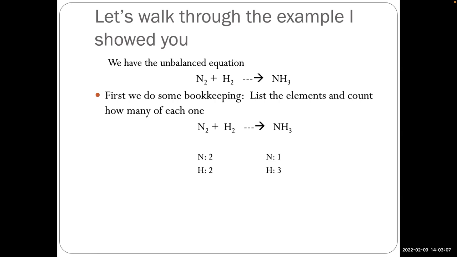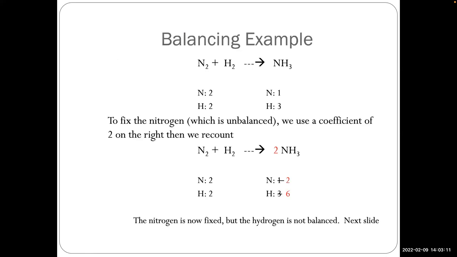So now what we're going to do, let's fix the nitrogen. This is where I left off. We're going to fix the nitrogen first because it's unbalanced. There's two here and one here. So how do we fix it? We're going to put a two in front of the ammonia. That'll give us two nitrogens. Once you change this coefficient, you have to count again.